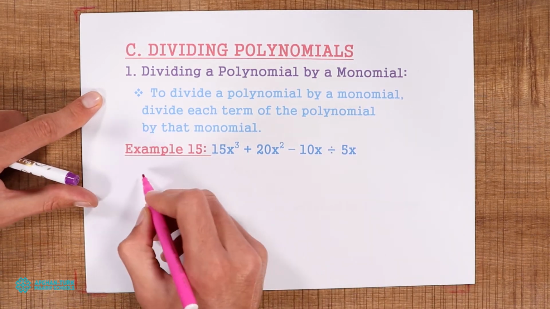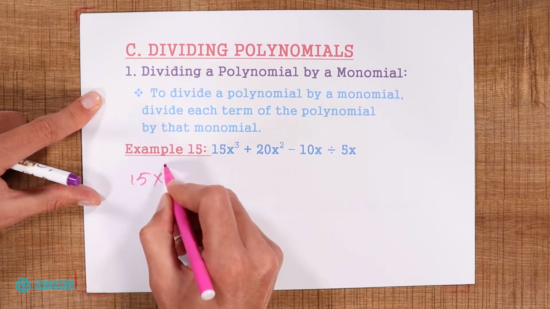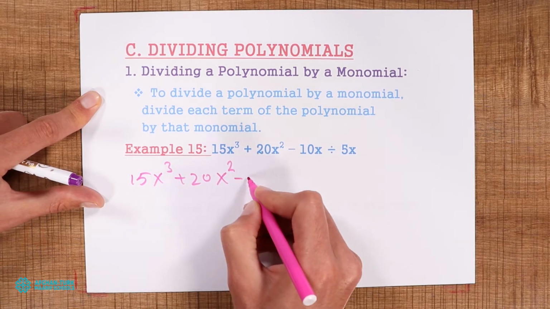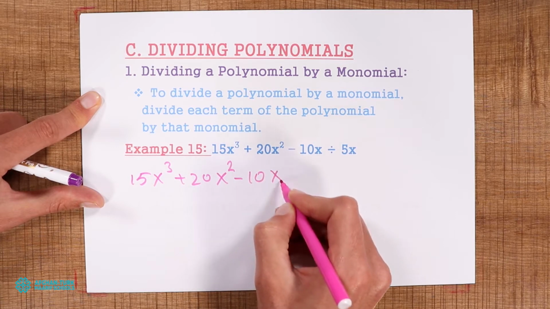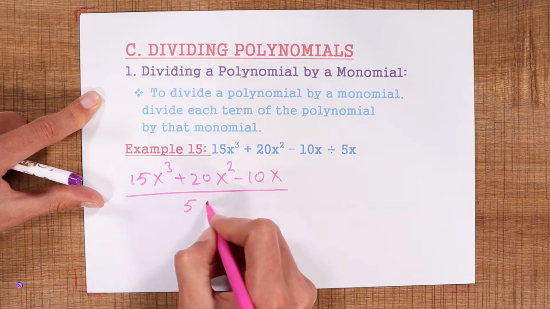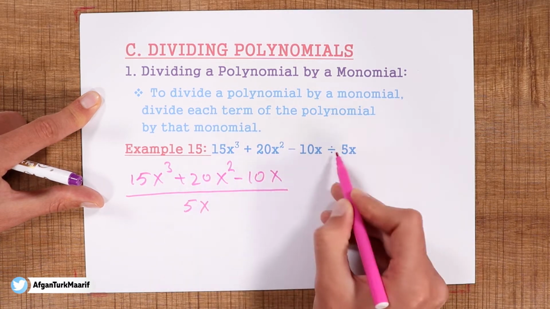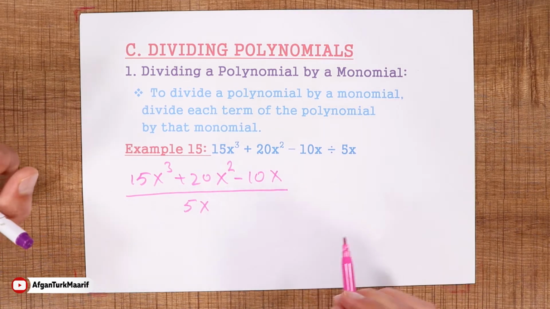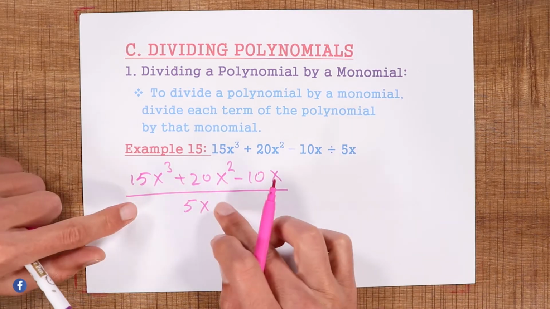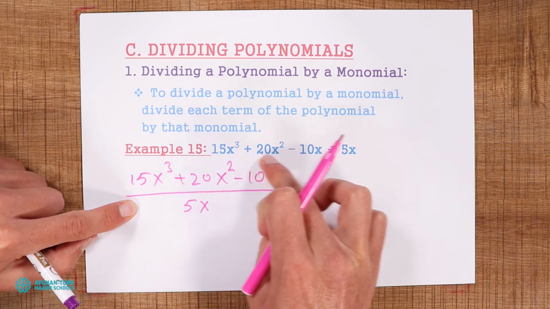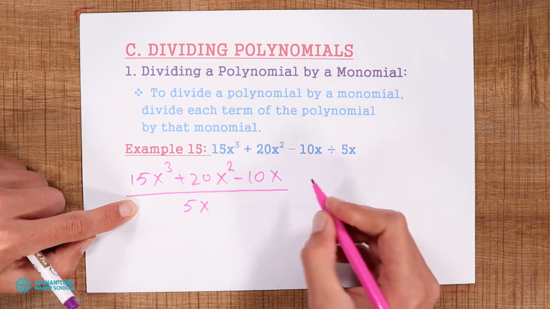You can write it as 15x to the power of 3 plus 20x squared minus 10x over 5x. This operation and this operation are the same thing. There is no difference between them. You can write it like a fraction. You cannot write it as the symbol of division here.